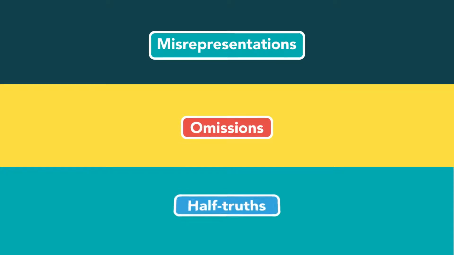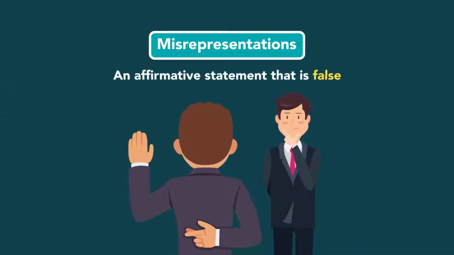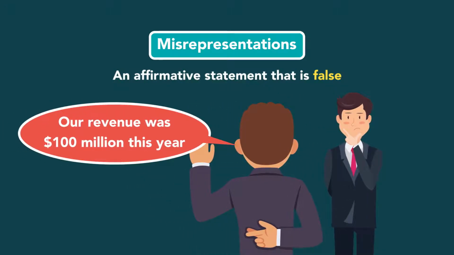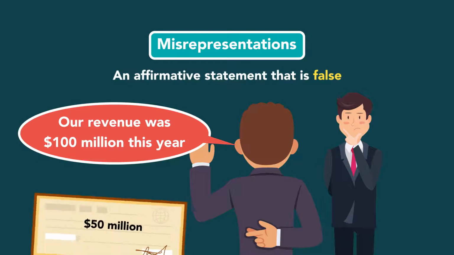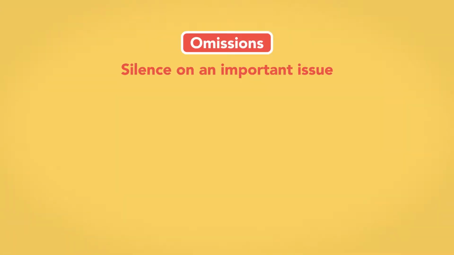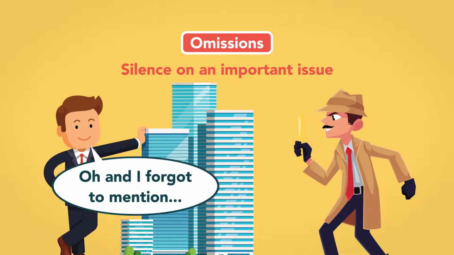Securities fraud may consist of misrepresentations, omissions, or half-truths, or a combination. A misrepresentation is an affirmative statement that's false. An example of a misrepresentation would be a company that states that its revenues were $100 million when in fact they were only $50 million. An omission is silence on an important issue. For example, a company that fails to timely disclose that it is subject to governmental investigation would be an omission.